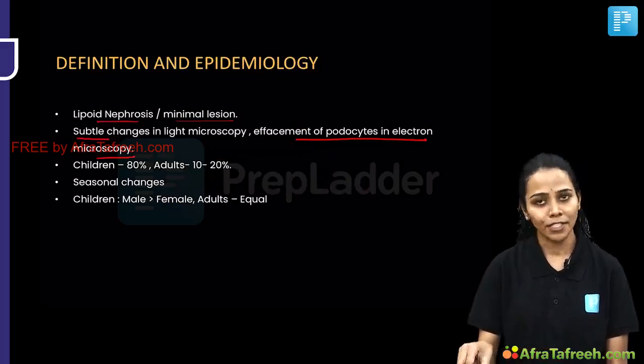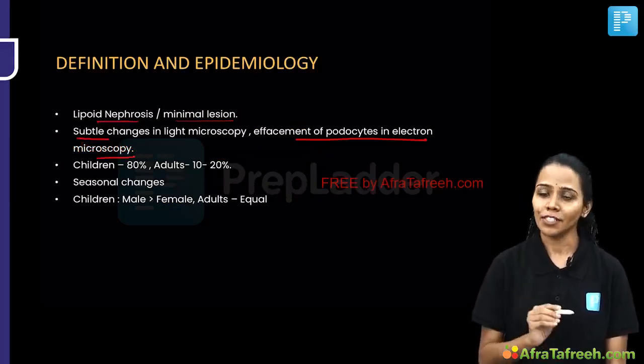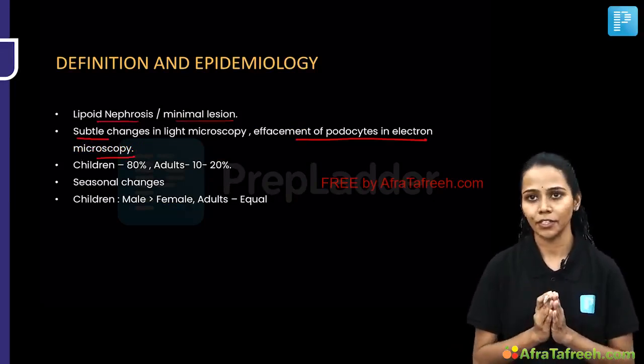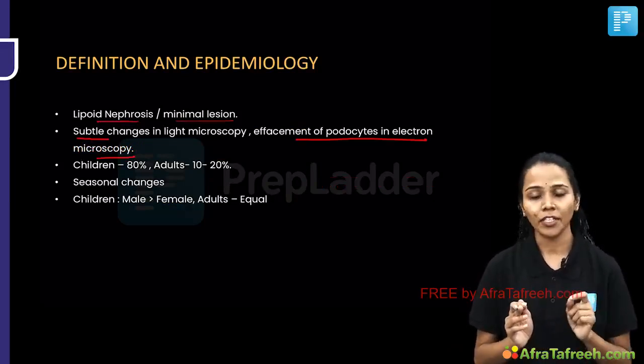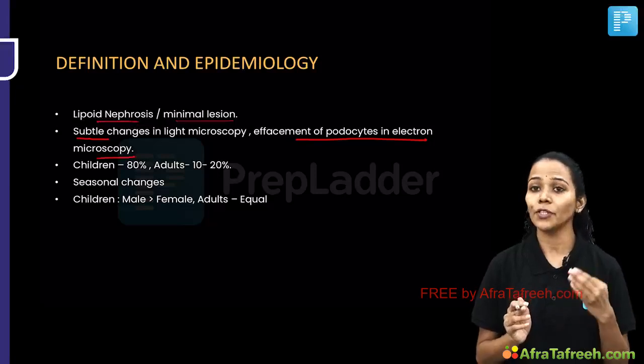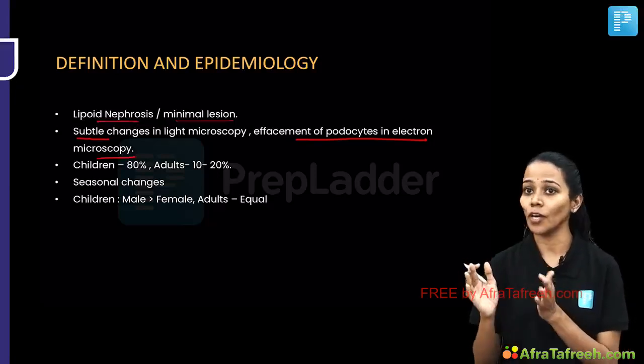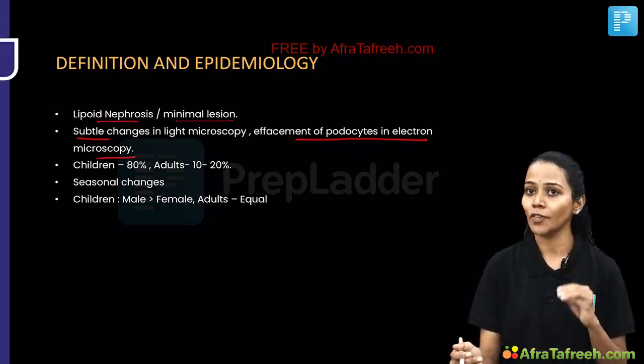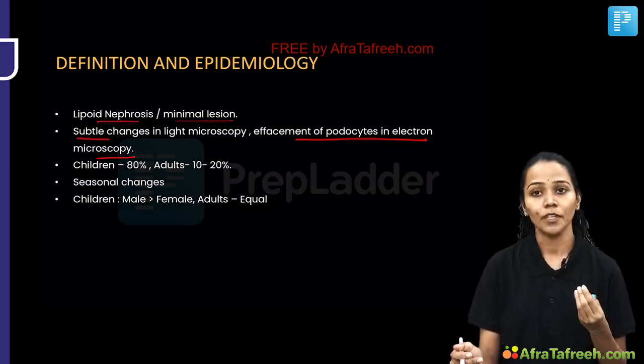So what is minimal change disease? Minimal change disease is also called lipoid nephrosis or minimal lesion. It is called lipoid nephrosis because patients with minimal change disease who have nephrotic syndrome excrete lipid globules or fat globules in the urine. Hence, it is called lipoid nephrosis.